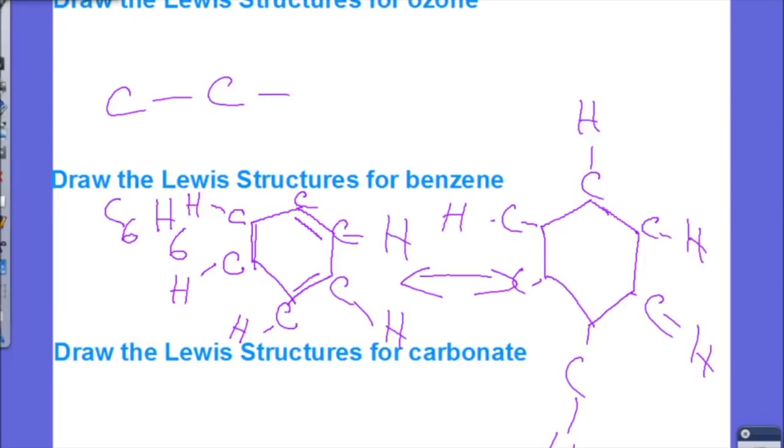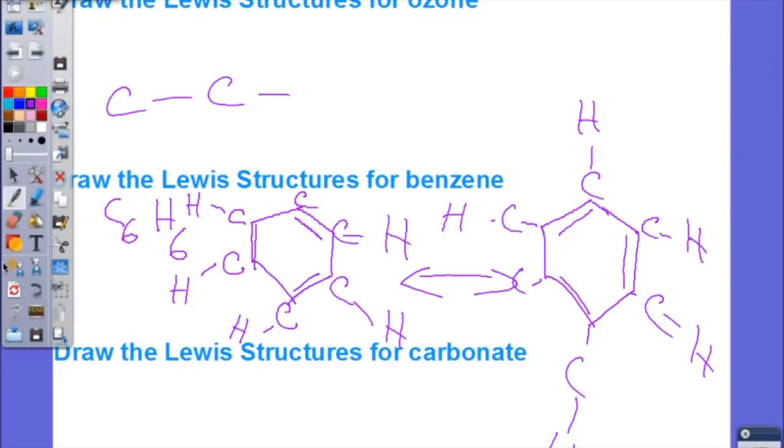okay. Now, resonance. If I had a double bond right here, now I have a single bond here, and a double bond here, double bond right here, and double right here. So those two are resonances, because you just flip the single and the double bond. Two different ways to draw it. Sometimes you will see the benzene just like that.